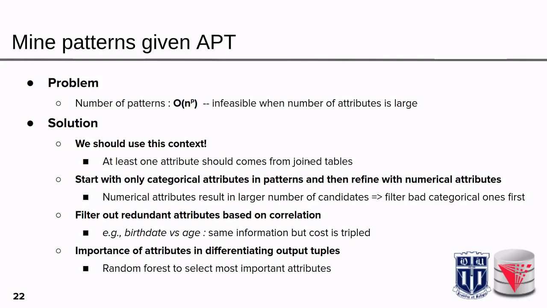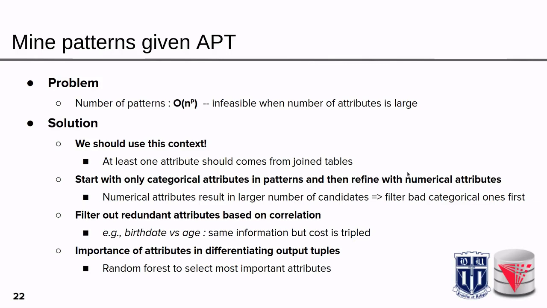Firstly, since we are bringing in context, it is necessary to include predicates that come from the context. So, in practice, we only consider patterns that have at least 1 predicate with a constant from additional relations. Secondly, we start by processing patterns with categorical attributes first.